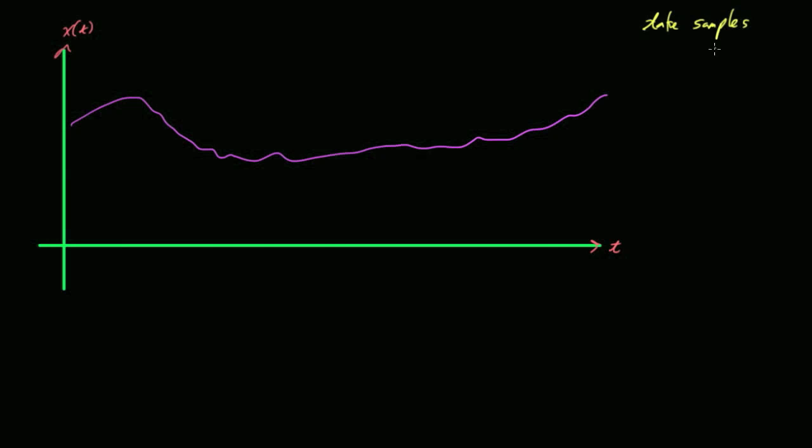Basically it means I'm just going to take a snapshot of this signal. So I'm going to say, okay, what was the value at that point in time? What was the value at this point in time? And so on and so forth. We're going to make a few assumptions. The first assumption is I'm going to take my samples at equally spaced intervals. If this is T seconds, this is T seconds. I'm not going to make some samples closer together and other samples further apart.